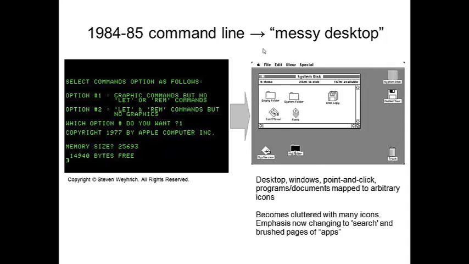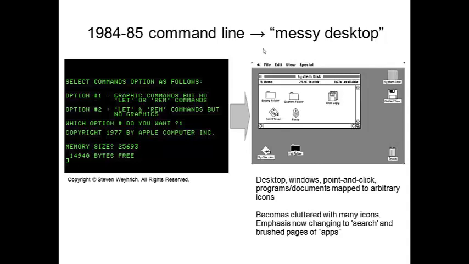Pre-1984-85, before the Apple desktop, all computing was basically done on a command line like this. Along came the Apple operating systems in 84, and then Windows, I think the first Windows GUI was 85. We moved from this command line paradigm to a system of desktops, windows, point and click, with programs and documents mapped to arbitrary icons. So it was a major change in perception and the means of interacting with computer systems.